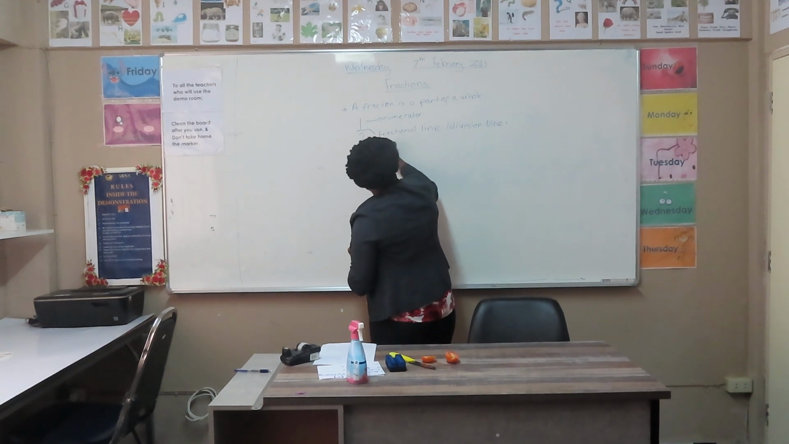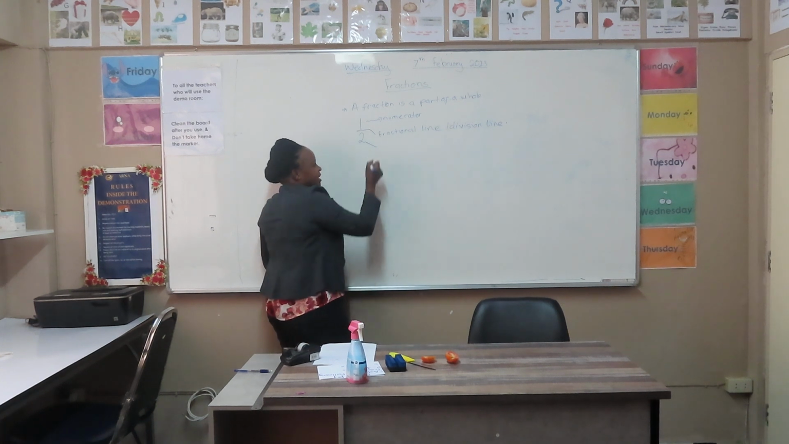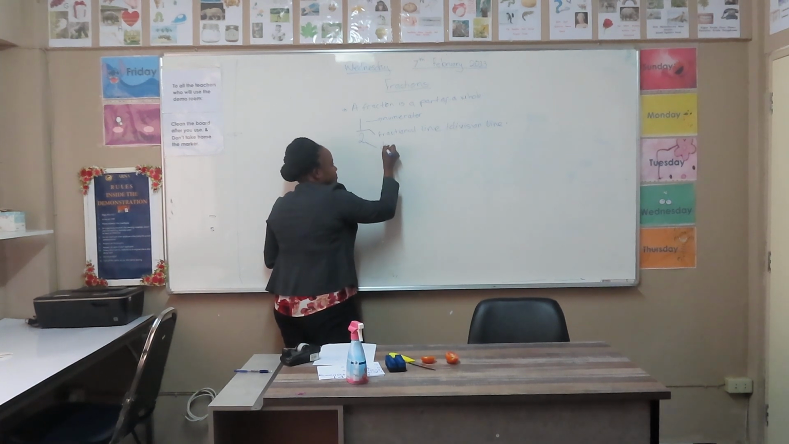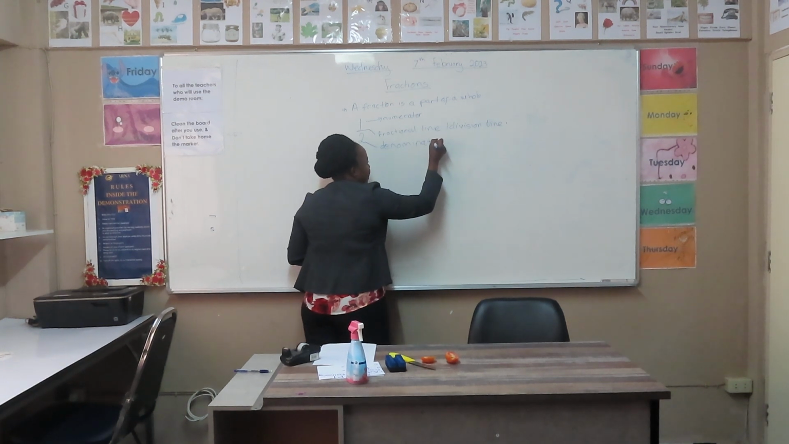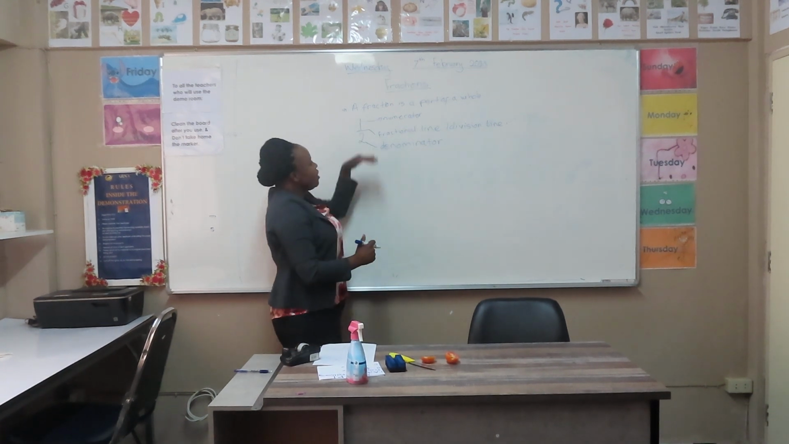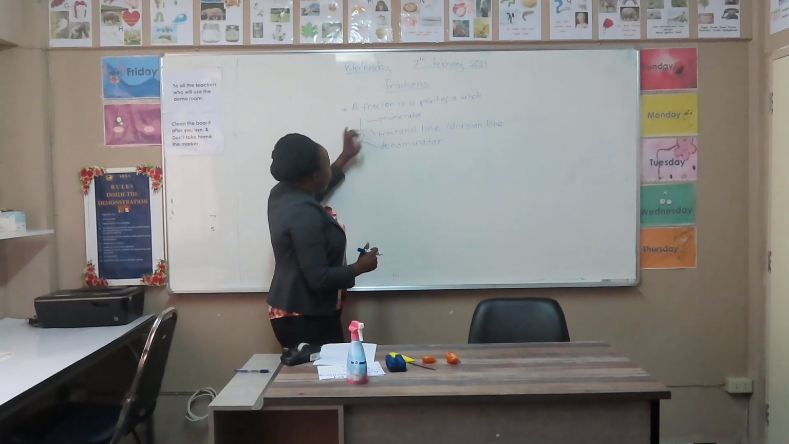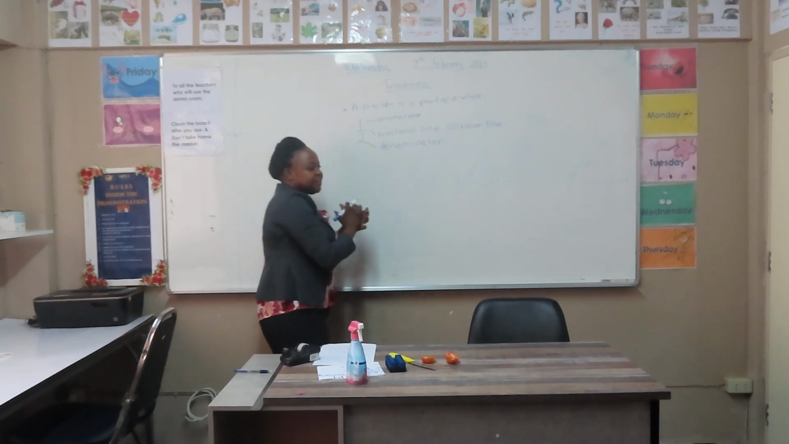Then the last number is called the denominator. Let's all say denominator. Denominator. Thank you. You write the word like this. So this fractional line defines the numerator and the denominator.